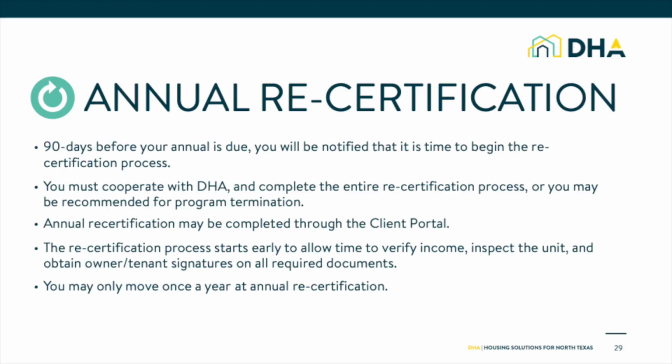The recertification process starts before your lease expires to allow time to verify your household income, inspect your dwelling unit, and to obtain landlord and tenant signatures on all required documents. Program participants that may desire to relocate to another dwelling unit may do so at that time. You can only move once a year at annual recertification.